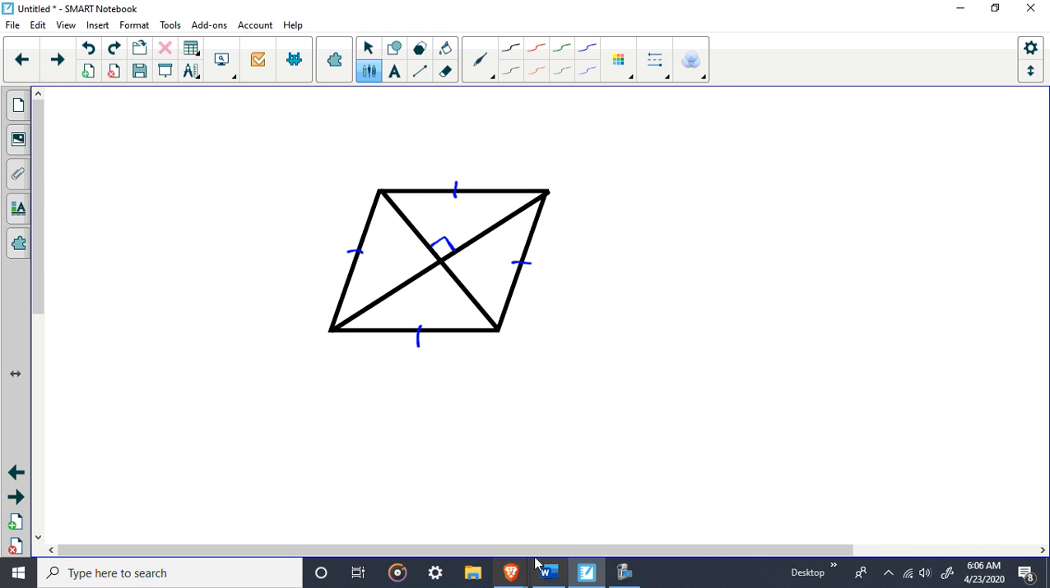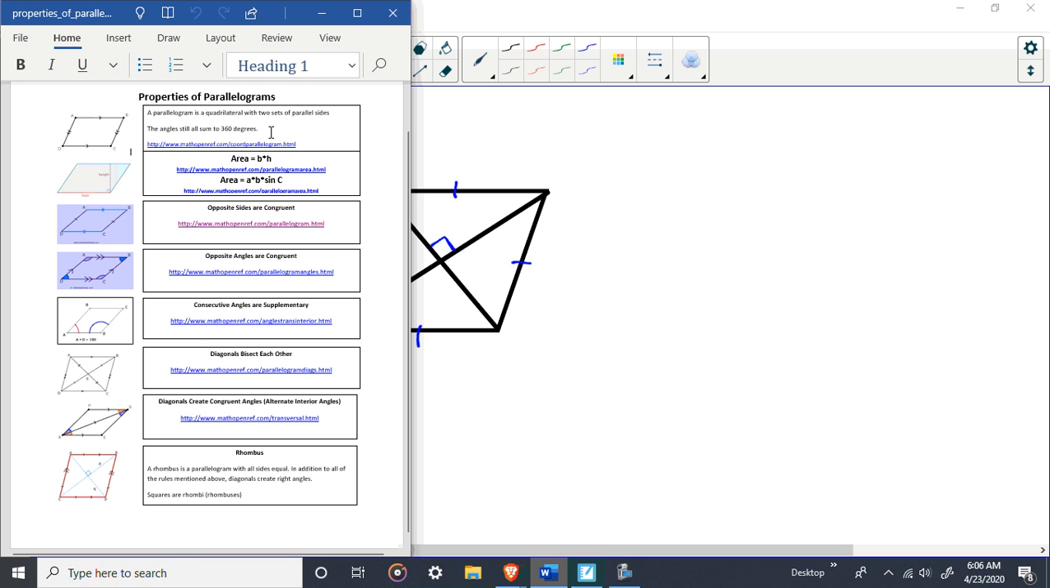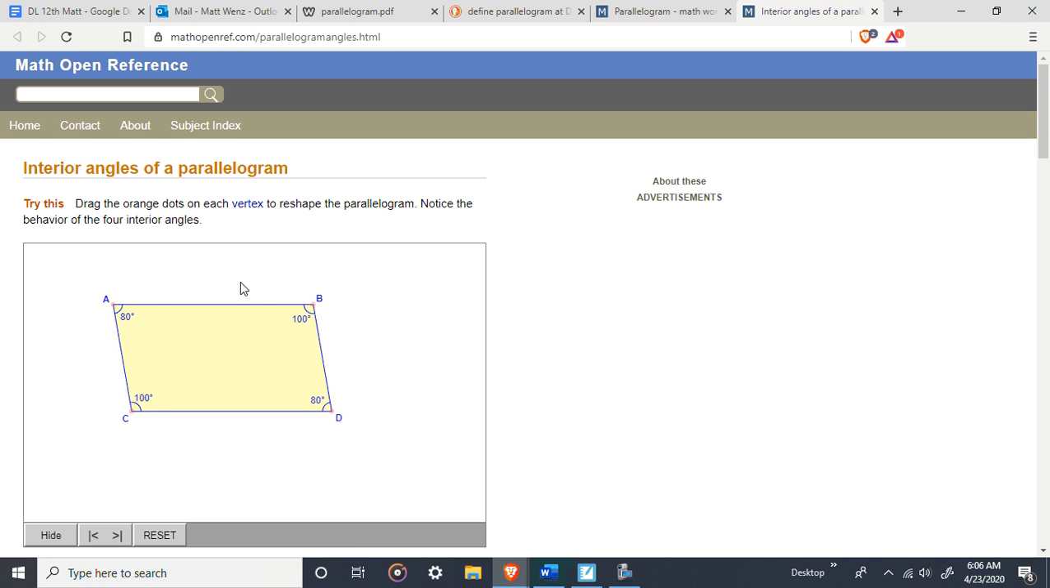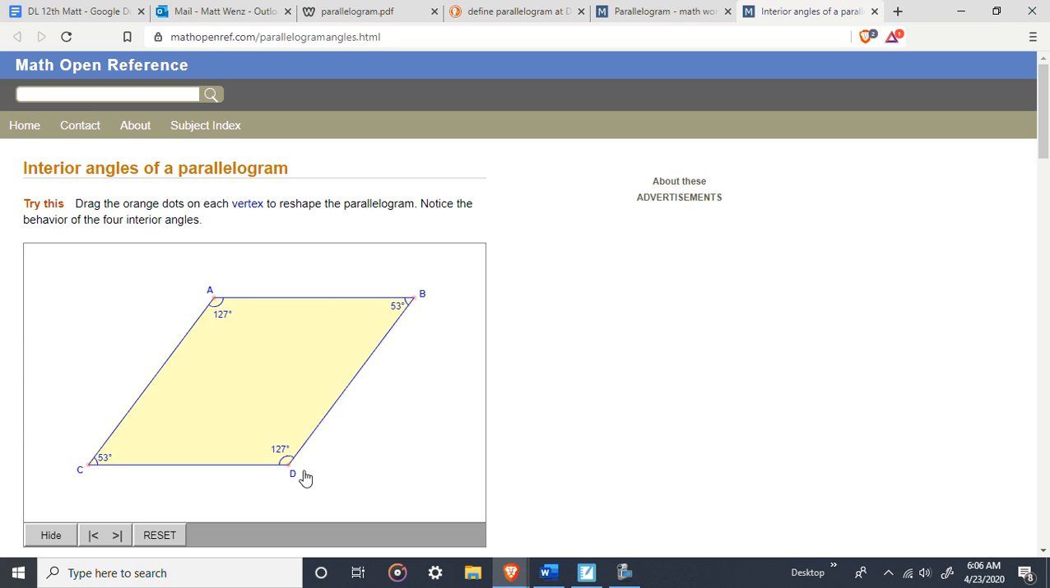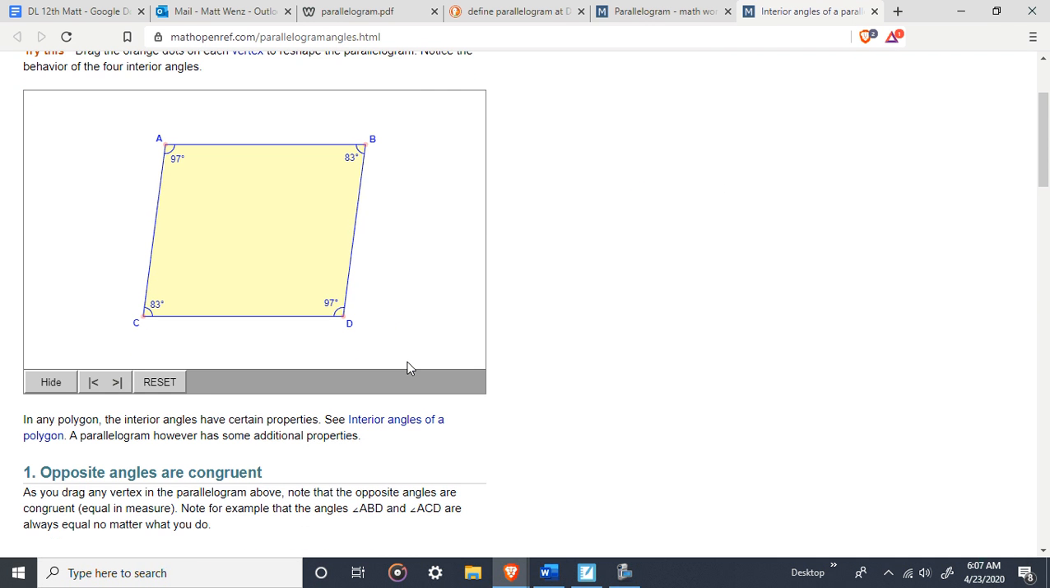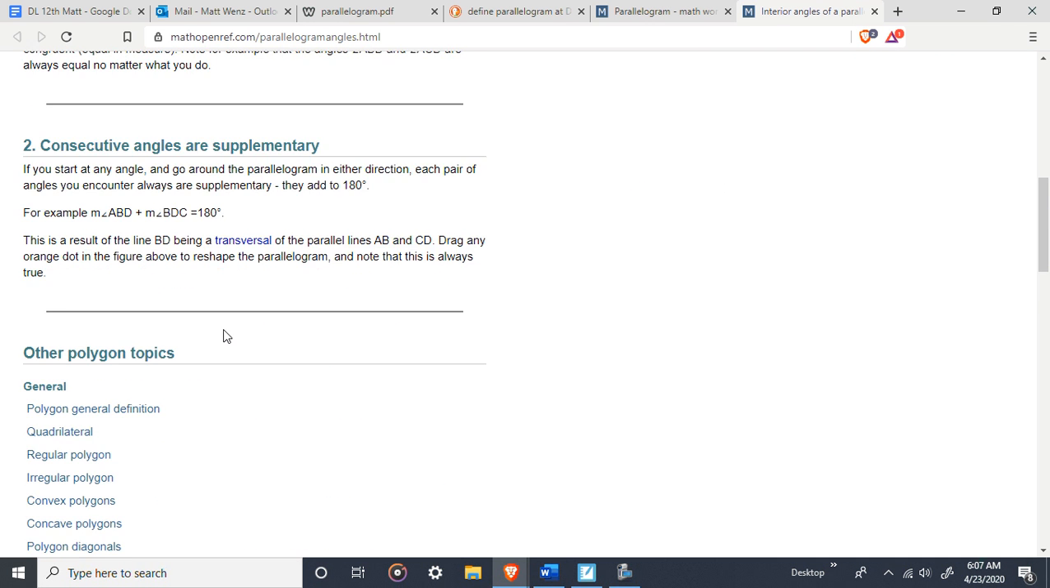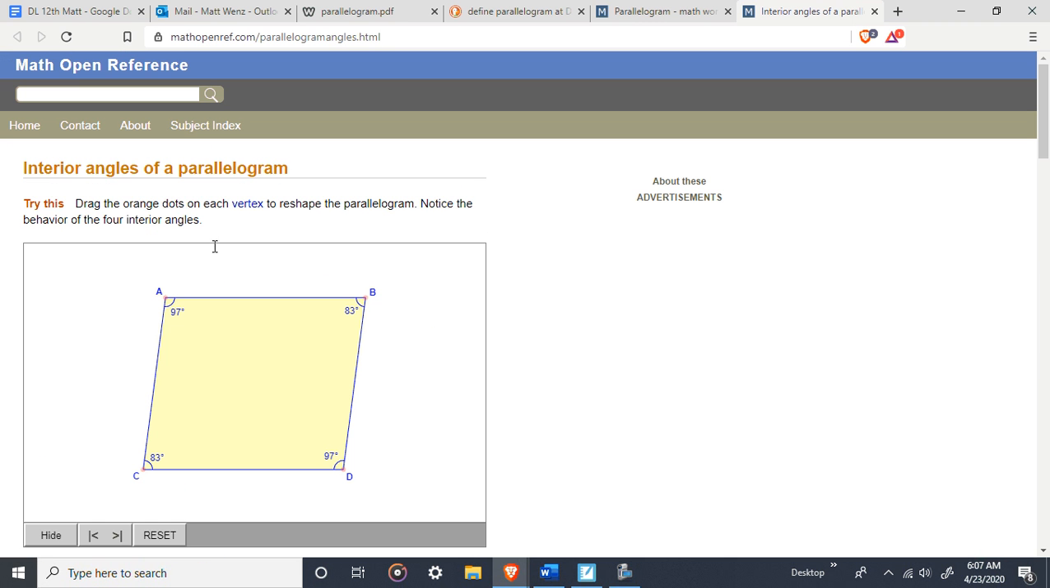So anyway, I would really like to see you guys exploring this Math Open Reference website. I'll show you real quick what some of them are. If I say opposite angles are congruent, and I go to that, it will show you, as you change one angle and it keeps the sides parallel, what would happen. There's a little animation like this for all of them. Math Open Reference is a great tool for geometry, and it will give you all sorts of different things on here. So I'll leave that up there.